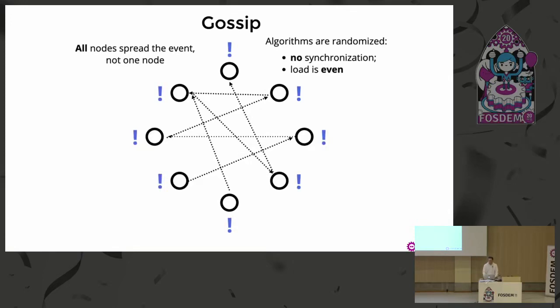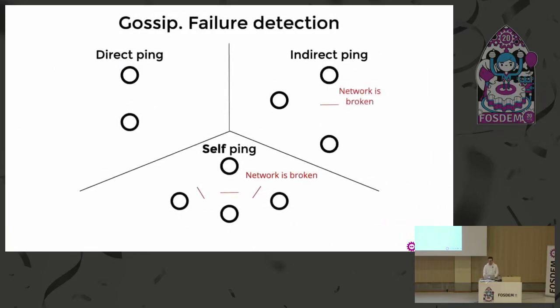As we can see, the first difference from failure detection protocols is that all nodes spread the event, even if just one node found it. They help each other. And gossip algorithms are usually randomized. So we get even load per node almost for free without any synchronization, of course, on average. And every gossip protocol follows this idea one way or another, and differences are in details.